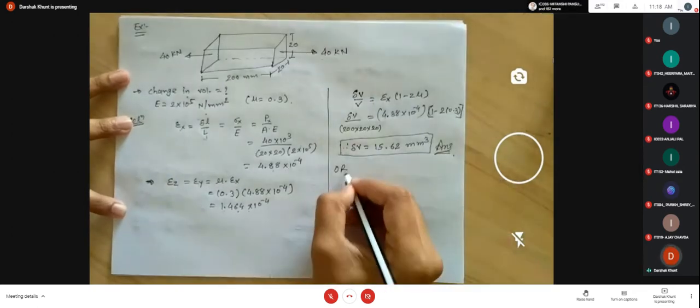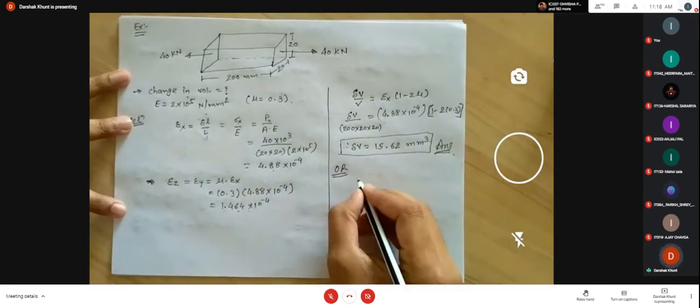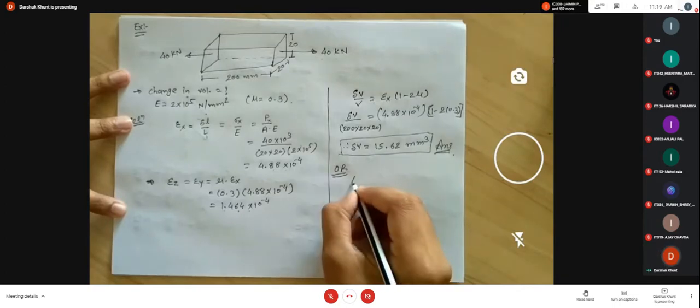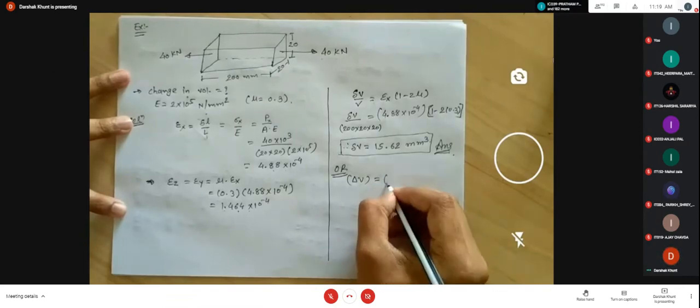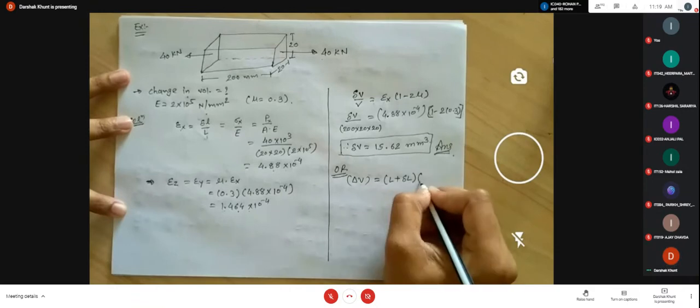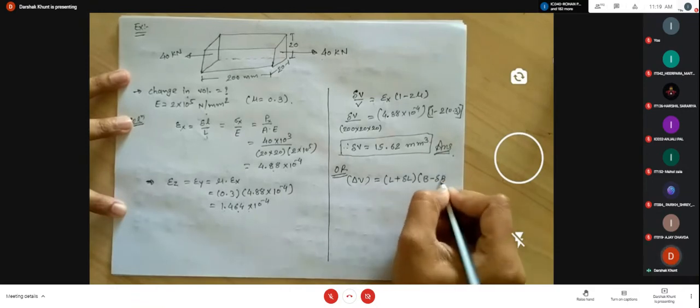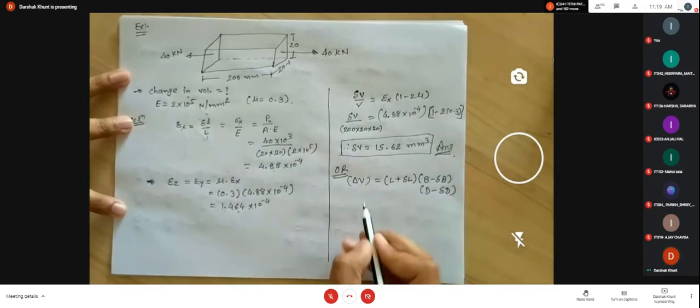Okay. Or you can also find it by another method. That is, first of all, you have to find the change in the length, meaning the new length. So the new volume is given by L plus delta L, into B minus delta B, and D minus delta D. Okay.